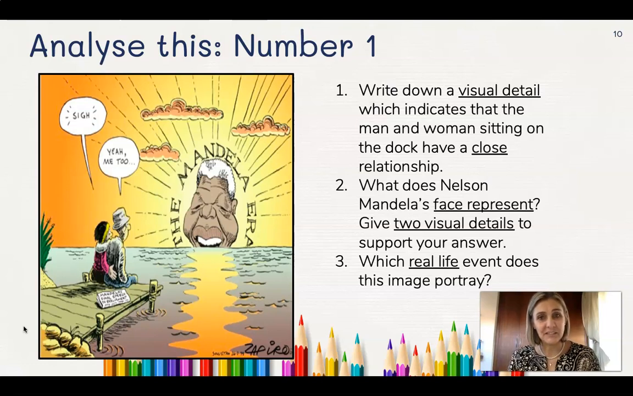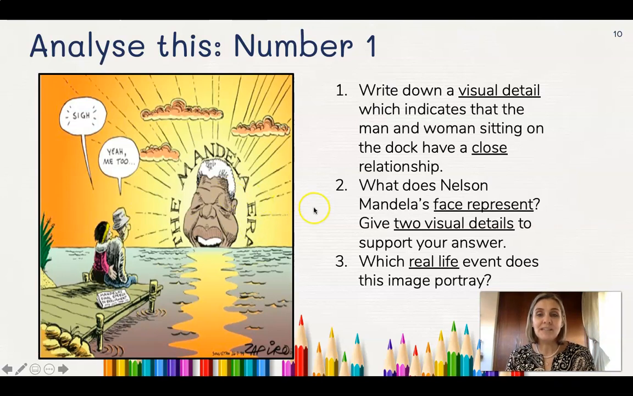Okay. So number 1, write down a visual detail. So the man and the woman are obviously close, and you can see that from the visual detail of the 2 of them sitting with their arms around each other. You generally don't touch somebody or hug somebody if they're not somebody that you really like or that you're close to. And if you wanted another visual detail, if they asked for 2, you could say that, well, she's sighing and he almost knows what she's saying because he says, yeah, me too. And so when you're close to somebody, you can almost know what they are thinking before they even say anything.